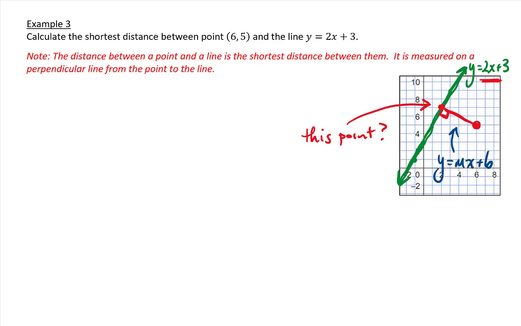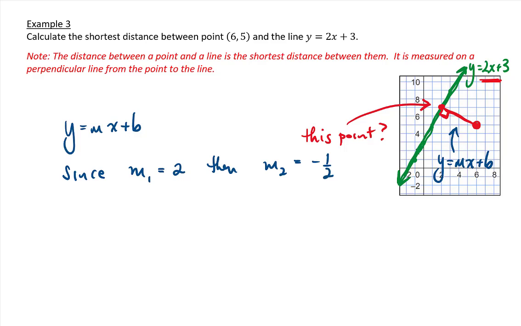So let's try to find the equation of this red line. We know it has to be y equals mx plus b. We actually know the slope of the red line. Since the green line and the red line are perpendicular, then the red line must have a negative reciprocal slope compared to the green line slope. So since m1 equals 2, that's from the first line, then we'll call this one the second slope, m2, is negative 1 over 2. That is the slope of the red line.